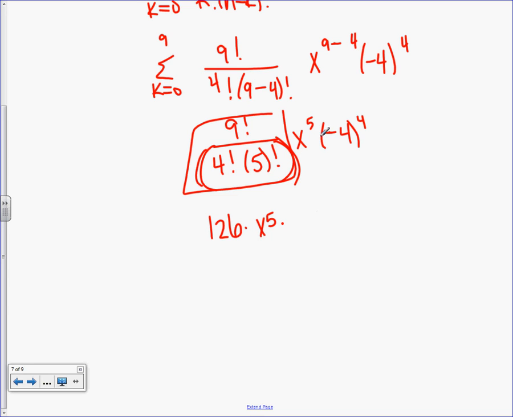Okay. And then x to the 5th is obviously x to the 5th. And then what's negative 4 to the 4? Oh, was there a b on this? No. Okay, I was looking at the other question. Good. Yeah, 256. So then, what do we do? Multiply them, right? So what do you get? 32,256 x to the 5th.